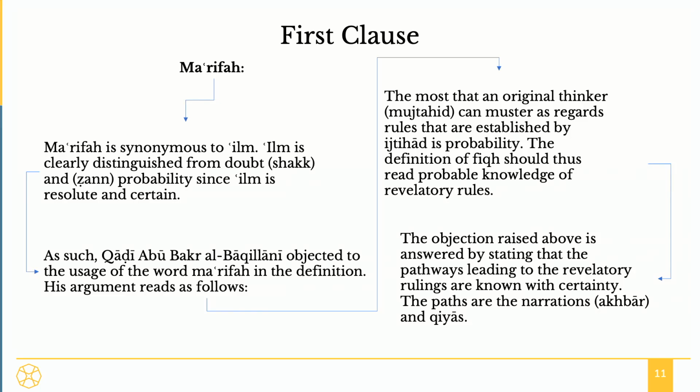So the first thing is that ma'rifah is synonymous to ilm. Ilm is clearly distinguished from doubt and shak in Arabic, and dhan, probability, since ilm is resolute and certain. So now we have a good idea in terms of what ma'rifah is. So fiqh could now mean ma'rifatul ahkam, when you have certainty of the revelatory laws.